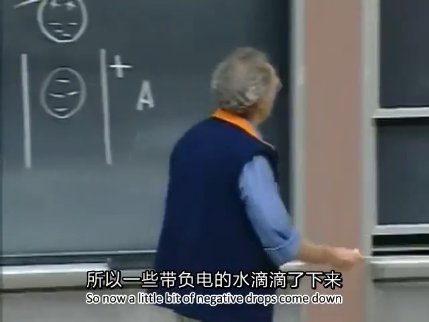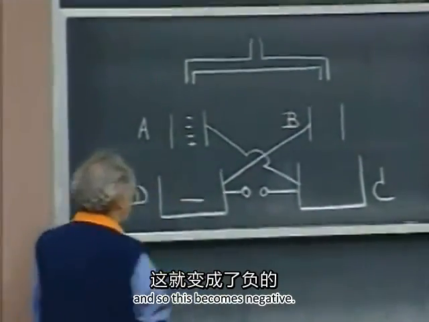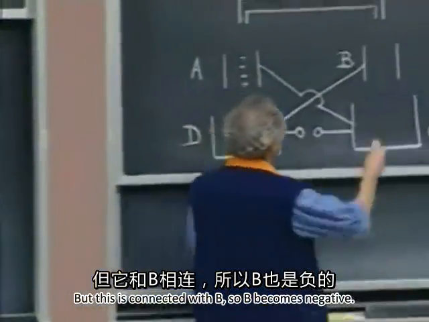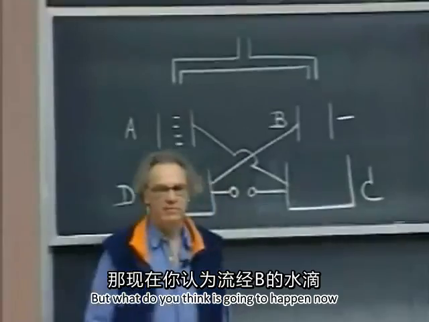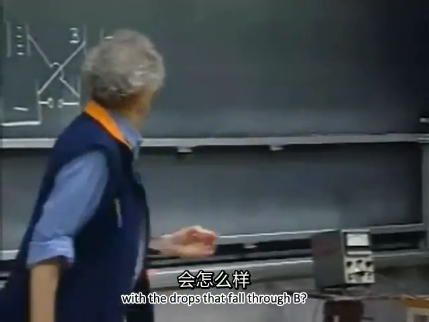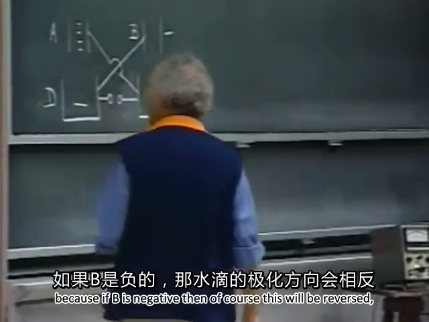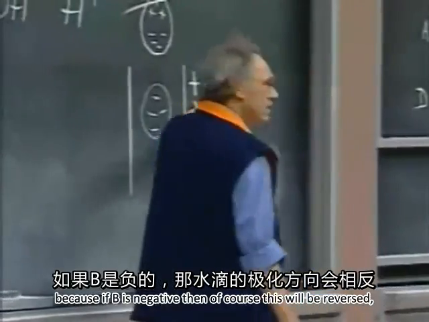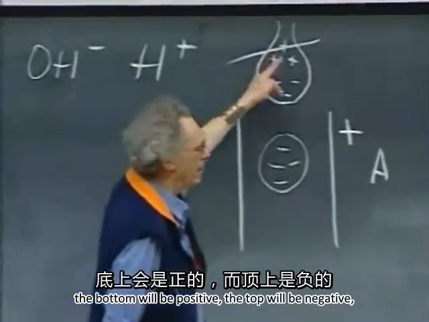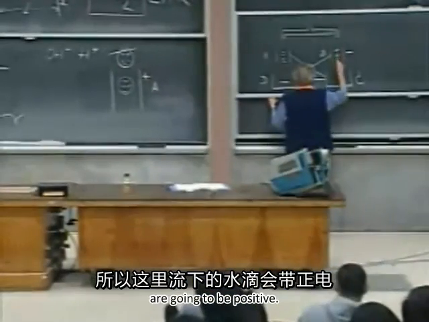So now a little bit of negative drops come down, and so this becomes negative. But this is connected with B, so B becomes negative. But what do you think is going to happen now with the drops that fall through B? They are going to become positive. Because if B is negative, then of course this will be reversed, the bottom will be positive, the top will be negative, and so those drops now that are going to fall through are going to be positive.